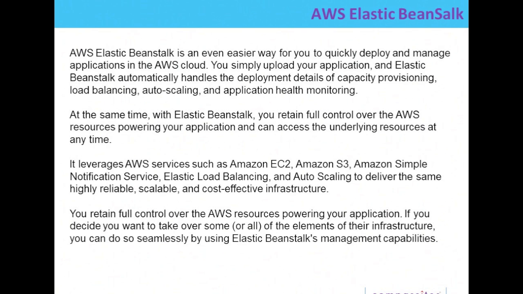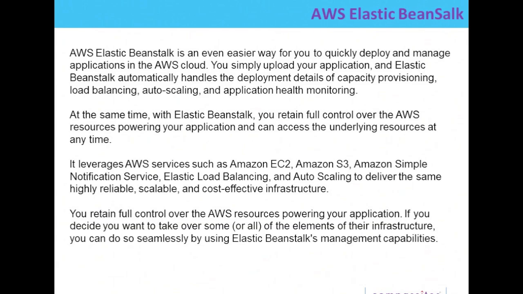So Elastic Beanstalk is an easier way for you to quickly deploy and manage applications in the AWS cloud. What you need to do is simply upload your application to a Beanstalk instance, and it automatically takes care of capacity provisioning, load balancing, auto scaling, and application health monitoring. You just have to create your WAR files or the application deployments and upload them to Beanstalk, and it takes care of your application. Elastic Beanstalk basically leverages Amazon's IaaS services like EC2, then S3, Simple Notification Service, Elastic Load Balancing, and Auto Scaling to deliver a scalable, highly reliable, and cost-effective infrastructure.